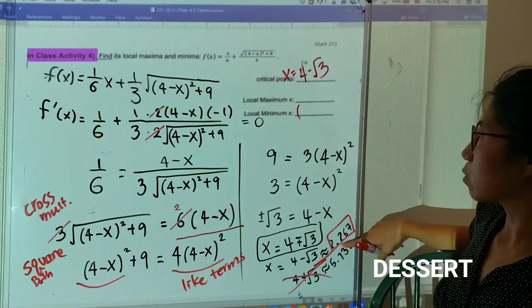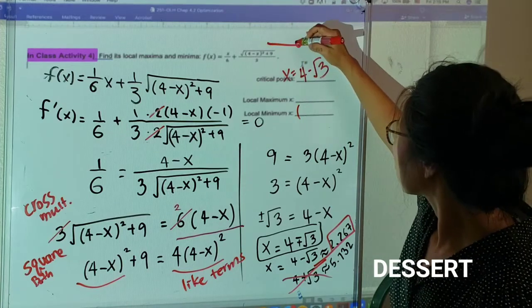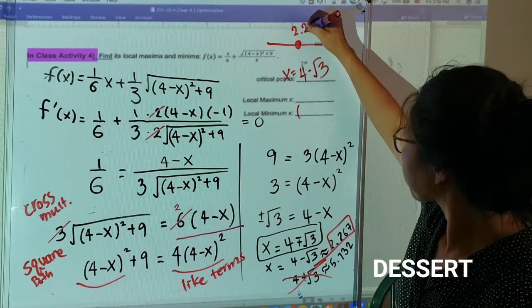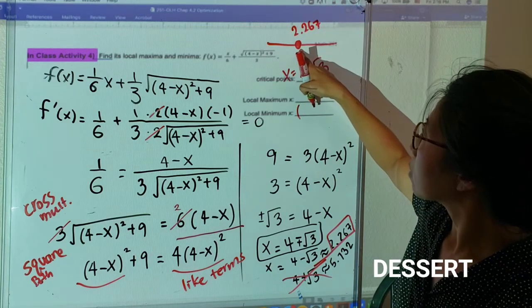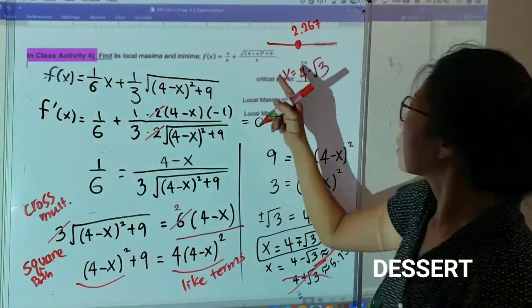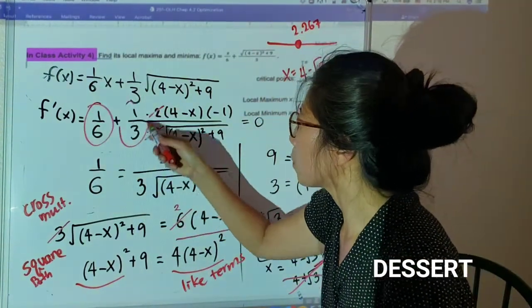How do I know that this is a local minimum? Well, I know that the critical point here, what makes it 0, is 2.267, right? So now check this one in my sign of the first derivative. If you plug in 2.267, do you see that that's a positive, this is a positive?